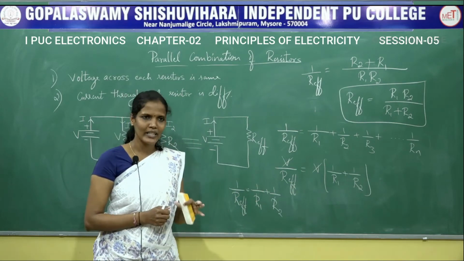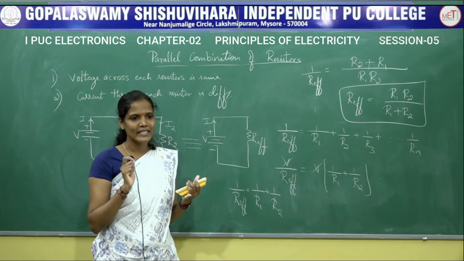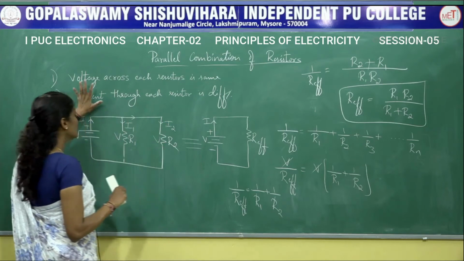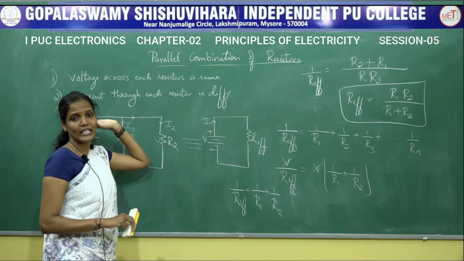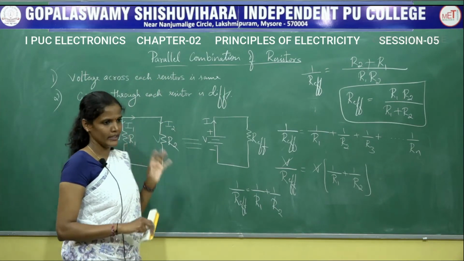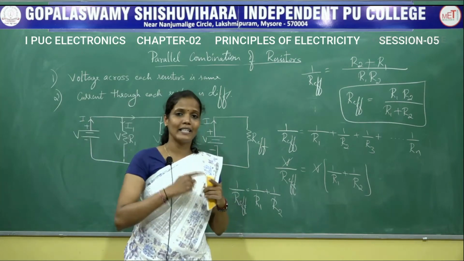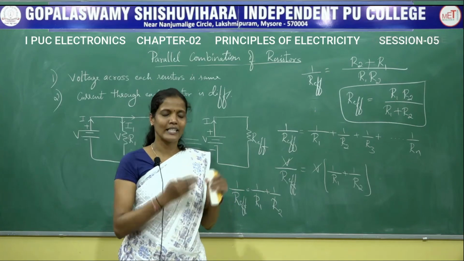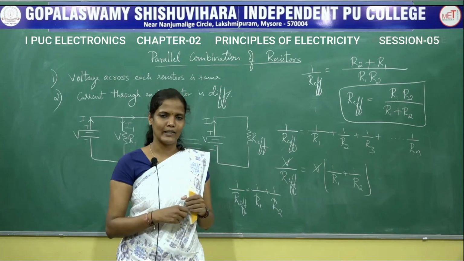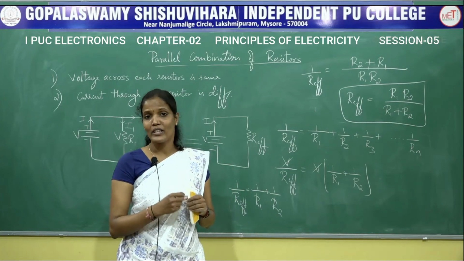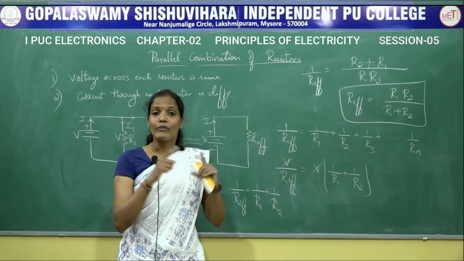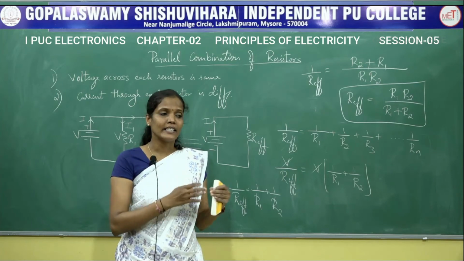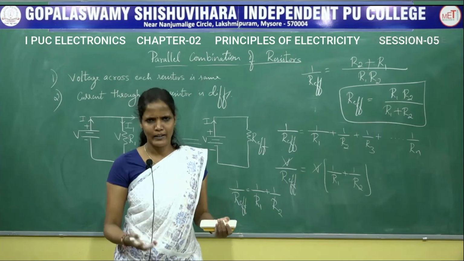In series combination, the current remains the same whereas the voltage is divided; in parallel combination, the voltage remains the same whereas the current is divided. If you understand these two differences, then you can easily understand the concept of series combination and parallel combination. Now let us understand how to calculate the effective resistance of resistors when they are connected in both series as well as parallel combination.